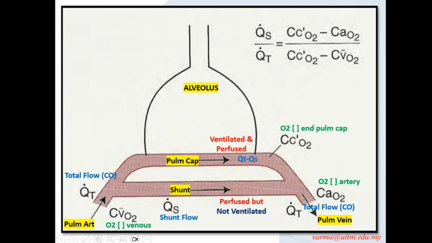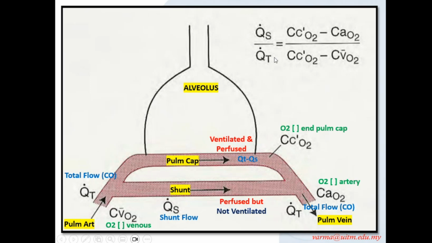Again, we have all these things. So the shunt equation is shunt flow over total flow is equivalent to oxygen content at the end pulmonary capillary minus oxygen content at the arterial O2, which is your pulmonary vein, CaO2, divided by pulmonary capillary oxygen content minus venous oxygen content. Okay, shunt fraction: QS over QT is the shunt fraction. We have all this information here.